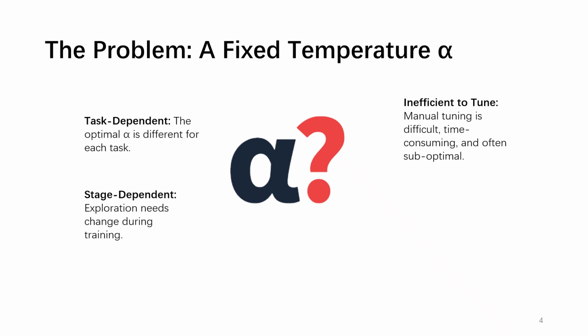Second, it is stage dependent. An agent's need for exploration changes throughout the training process. Typically, more exploration is needed at the beginning, and more exploitation is needed towards the end. A fixed alpha cannot adapt to this.